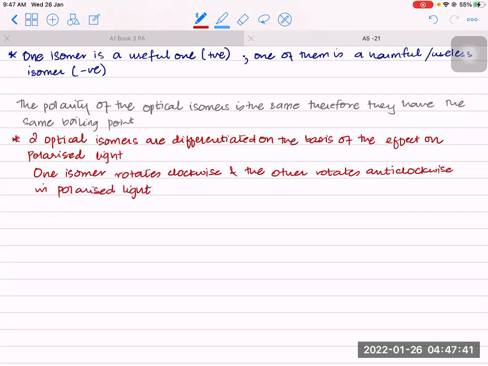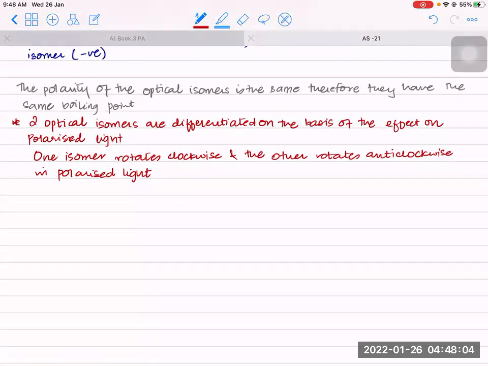That's why we call them D and L. One is dextrorotatory, the other is levorotatory. You don't really need to know that, but just that they can be differentiated by their effect on polarized light. One will spin clockwise and one will spin anti-clockwise. Clear?